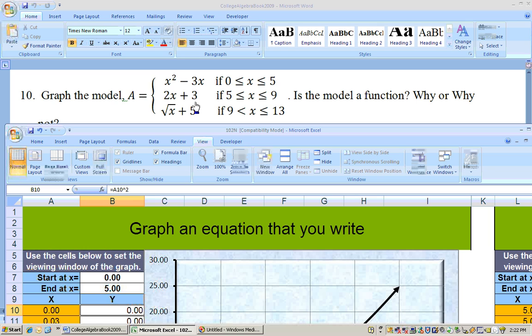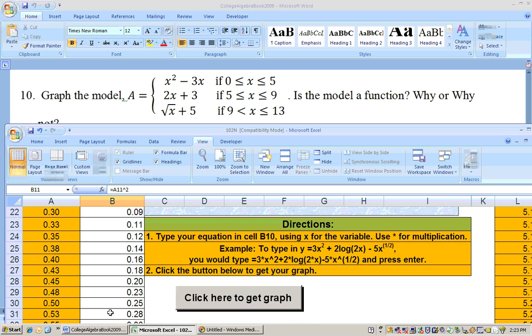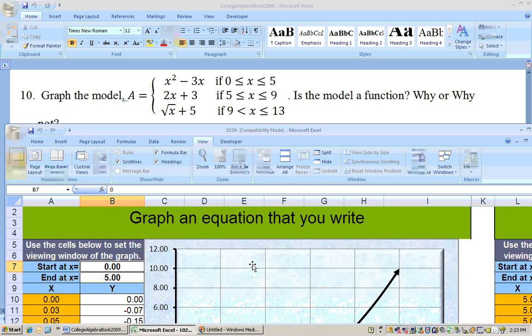But I know you really want to see these graphs, so let's go ahead and graph these anyway and see what they look like. So I'll graph the first part here, which is equals x squared, I'm on the graph sheet, minus 3 times x, and hit enter. And then I'll need to scroll down and click to get the graph there. And we graph this one from 0 to 5, it says.